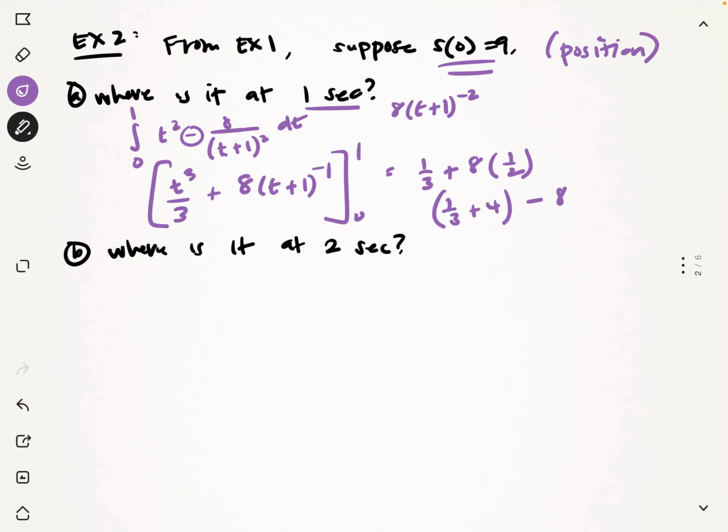Plus 1/3 is, we should probably just do common denominators here. So 1/3 plus 12/3 minus 24/3 is negative 9/3. Did I do that correctly? Oh, negative 11/3.